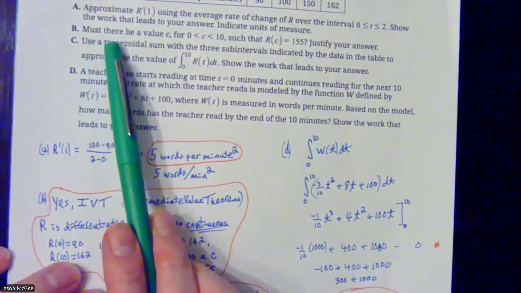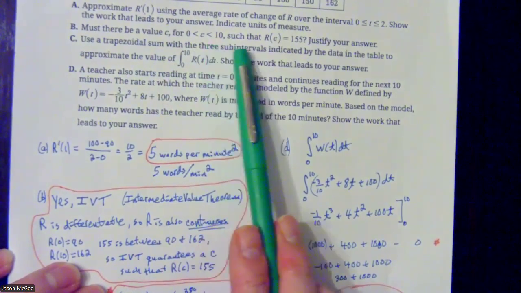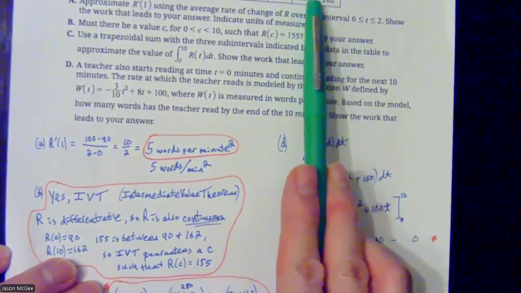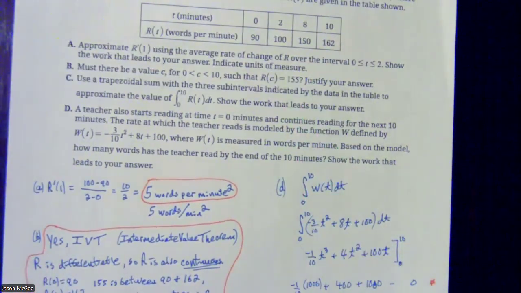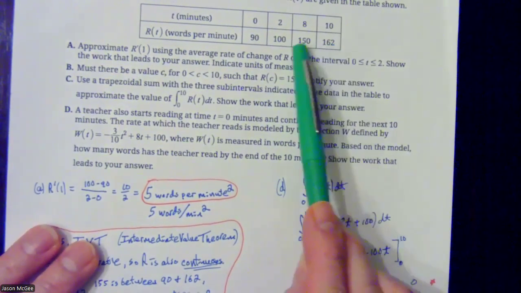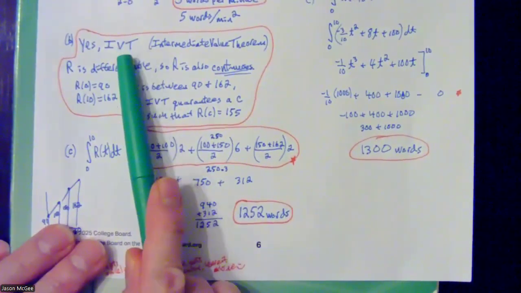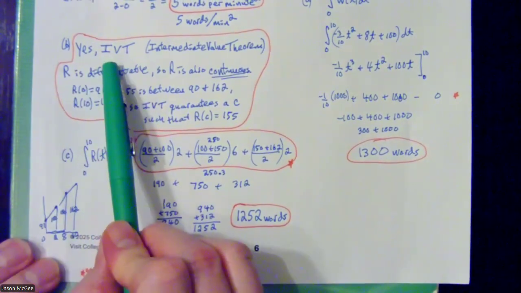All right, letter B. This is a theorem problem. Must there be a value in that interval such that R is equal to 155? What you're looking at up here, when you look at your chart, is the intermediate value theorem. Now we have to be detailed with it, but see how the 155 is in between the 150 and 162 right there? If something's in between something, they mean for you to use the intermediate value theorem. So I put yes, intermediate value theorem.